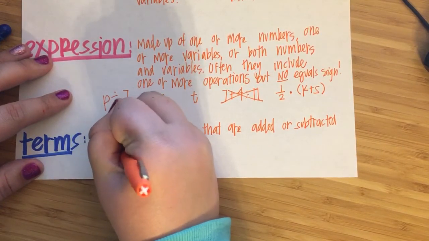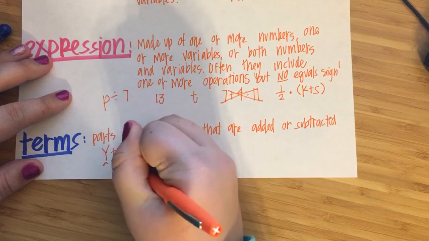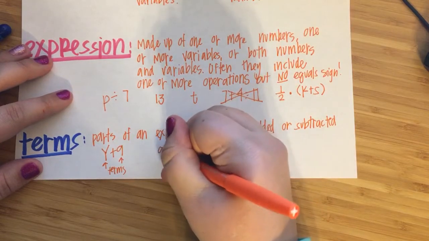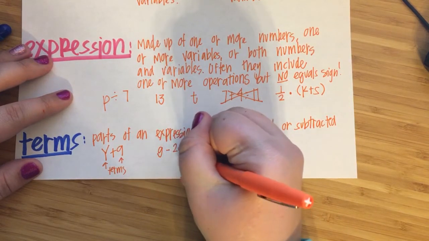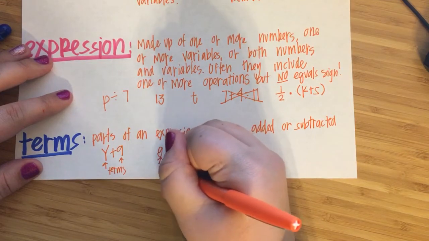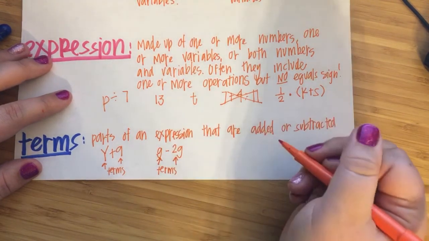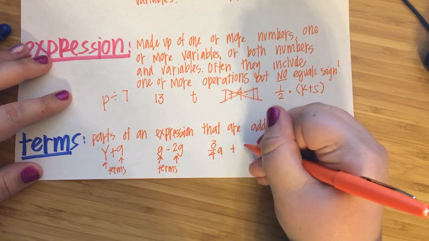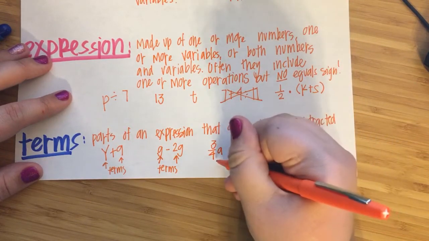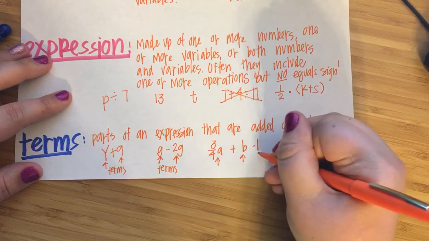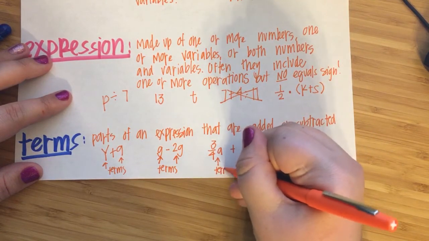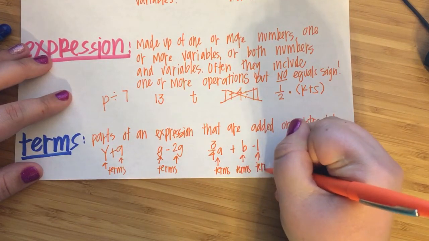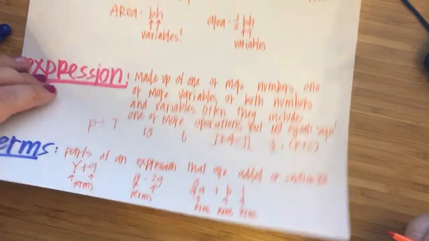So if I write an expression, y plus 9, both the y and the 9, those are terms. I'm adding them. Y plus 9. G minus 2g. Now the 2g is telling me I'm going to multiply the g, but on its own, g minus 2g, those are terms because I'm subtracting them. 3/4 a plus b minus 1, all of those things are terms because I'm adding or subtracting them. And those are 3 words that you definitely need to know throughout this unit.